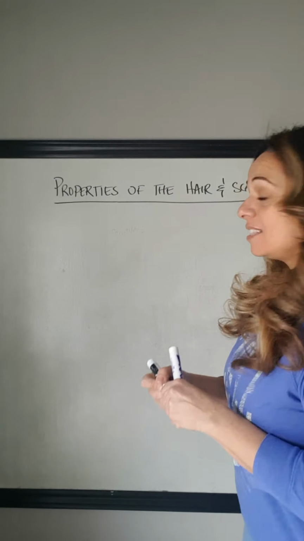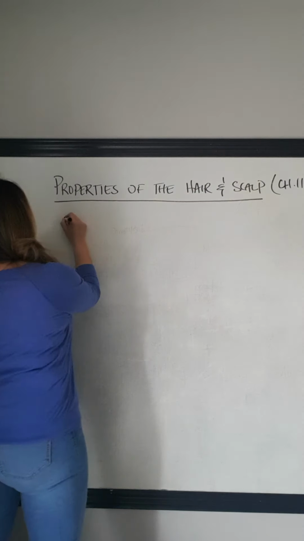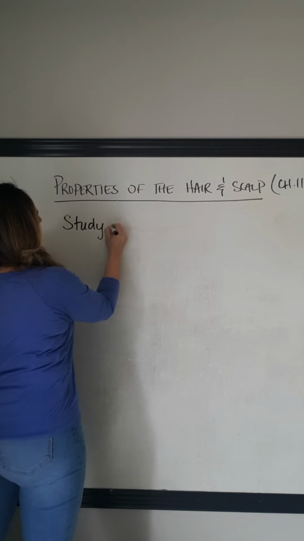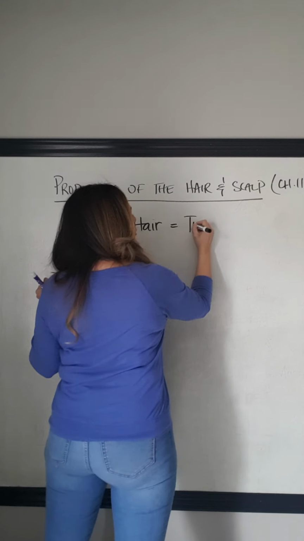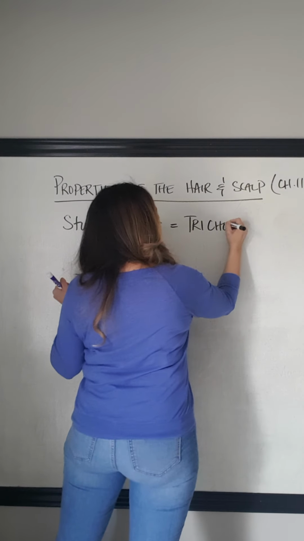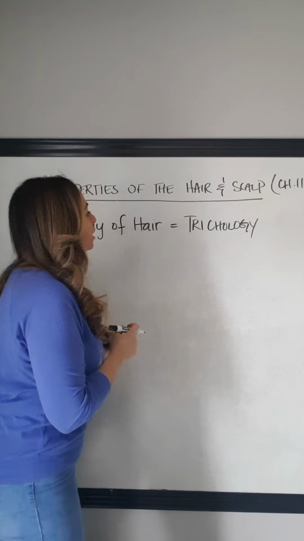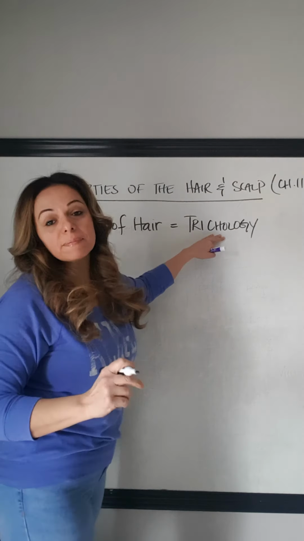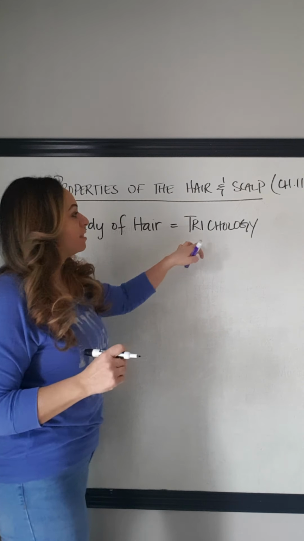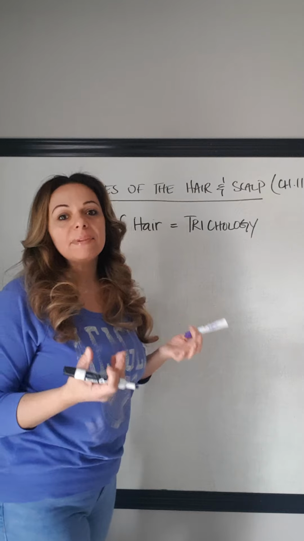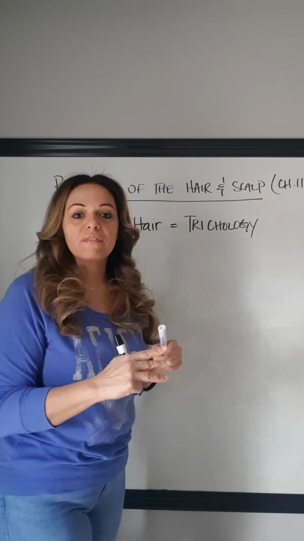So the study of hair is called trichology. Okay, so in the Greek terminology, trichos means hair, ology means the study of. But if we break that down even further, tri means three. And so that brings up the three main layers of the hair.